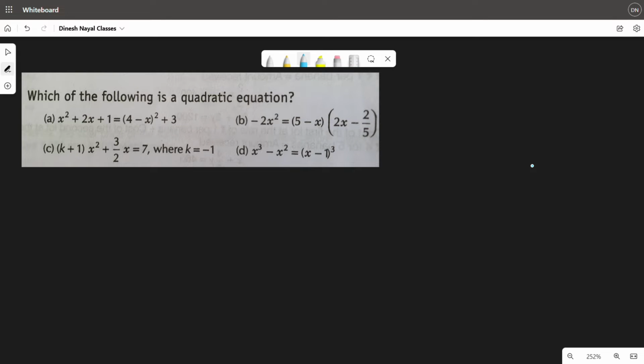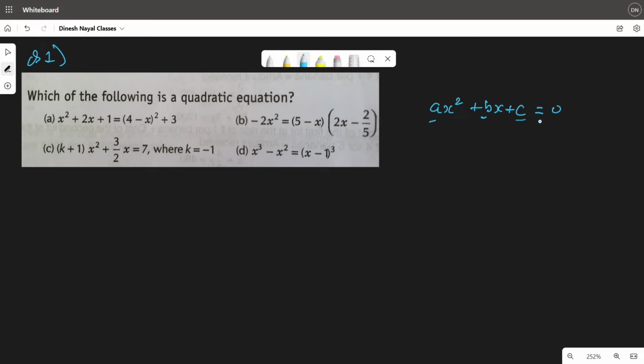So the first question is, which of the following is a quadratic equation? So we have to find which of them is a quadratic equation. First of all, you should know a quadratic equation is of the form ax square plus bx plus c equals 0, where a is the coefficient of x square, b is the coefficient of x, and c is the constant term. Also in a quadratic equation, x has a power 2.